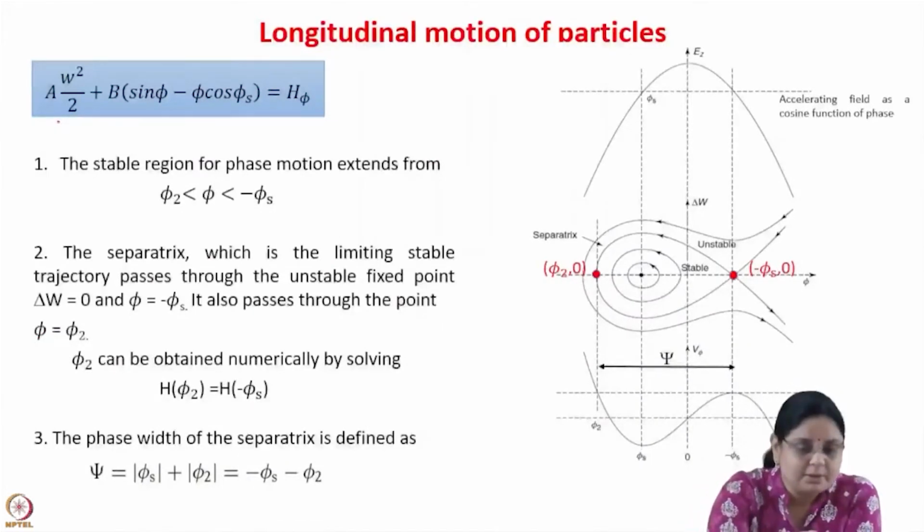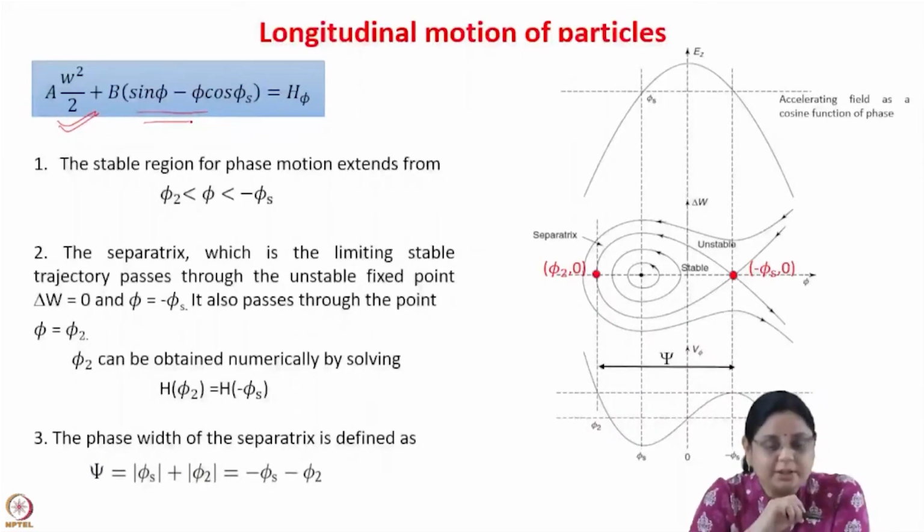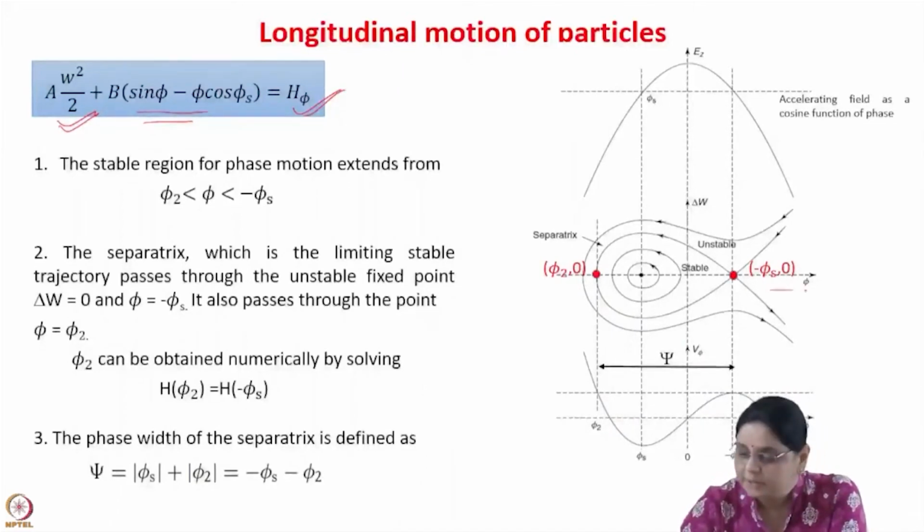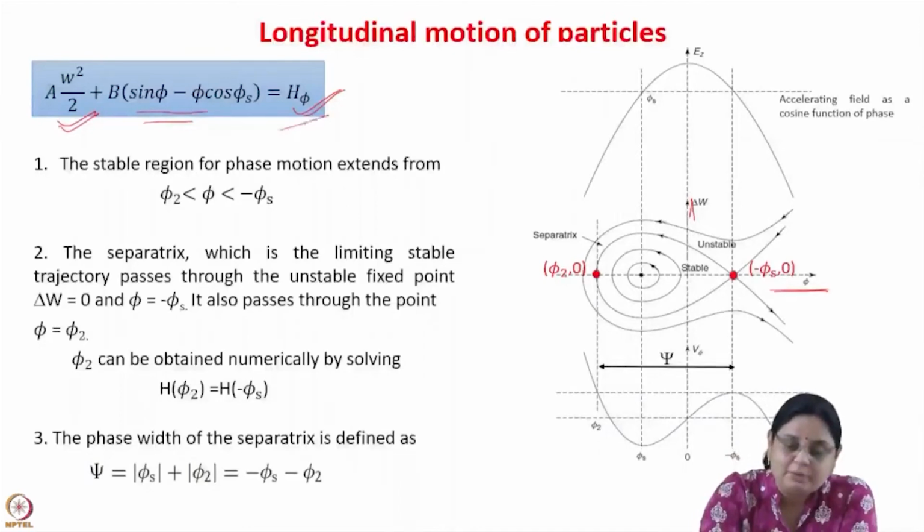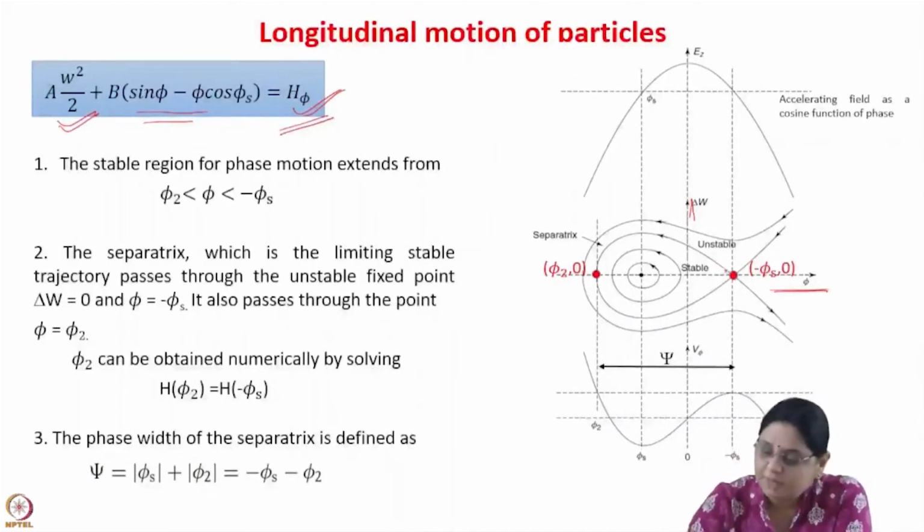Okay, so coming back to this expression again. Here the first term represents the kinetic energy, the second term is like the potential energy, and this is the constant of motion. So this expression represents the trajectories of particles in the longitudinal phase space. The longitudinal phase space is represented by phi and delta W, where delta W is the change in energy of the particle with respect to the synchronous particle. Depending on the values of the constant of motion, different particles will have different trajectories in the longitudinal phase space. You can see these are the trajectories of different particles.